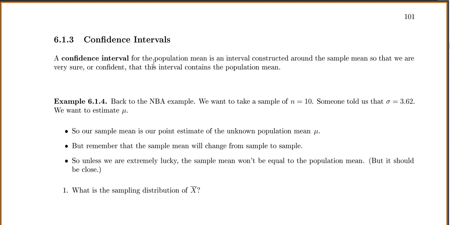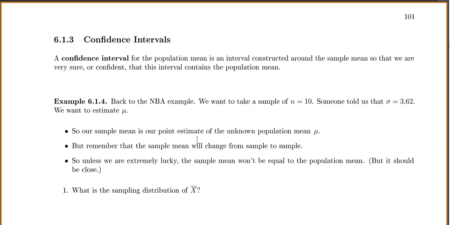A confidence interval for our population mean is some kind of interval that we construct around the sample mean so that we're very sure or confident that the interval will contain the population mean. So back to our NBA example, we want to take a sample of n equals 10. Someone told us that our population standard deviation is 3.62. And we want to try and estimate mu, which is our population mean. So our sample mean is our point estimate of our unknown population mean mu.